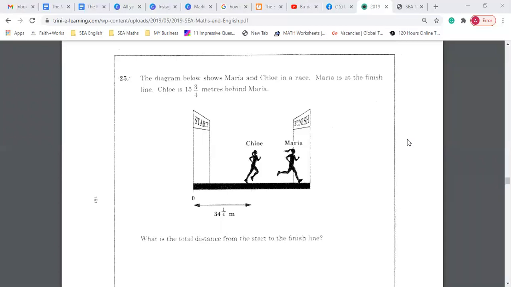So let's annotate. So basically we need to find the distance. Oh, let me use my arrows. Distance from here to here. Right? We know up to here. We know here, from here to here. So this is between Chloe and Maria. We know that. Everybody knows that. So all we need to do is find the total distance.